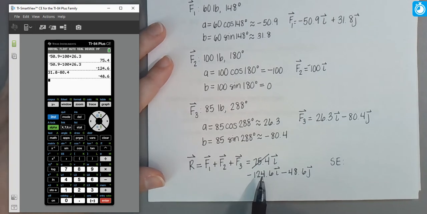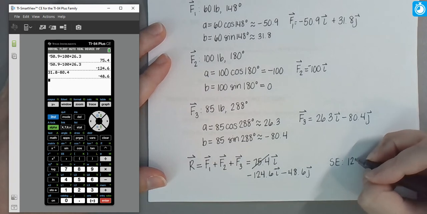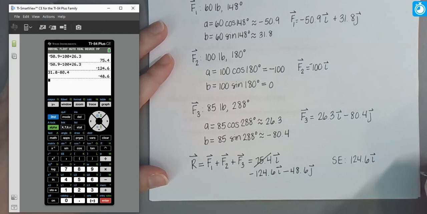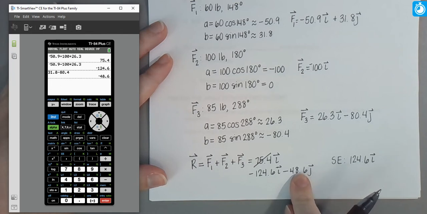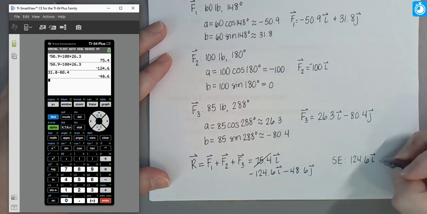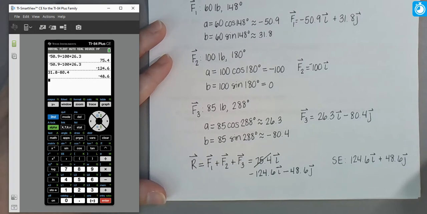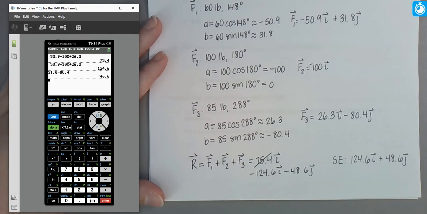Well, if our horizontal component is negative 124.6, we would need a total of positive 124.6 in the horizontal direction to balance the horizontal motion. And then if our vertical motion is negative 48.6, we would need positive 48.6 to bring that into balance. So this additional vector, this additional force, would bring the system into static equilibrium. It would balance everything out, and then the object would be motionless.